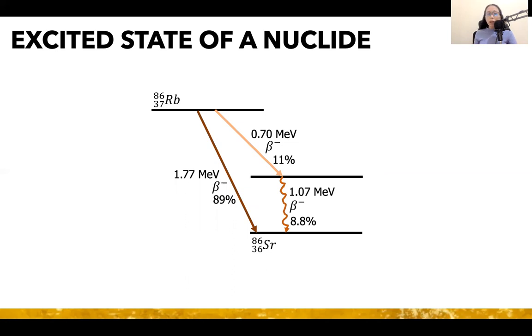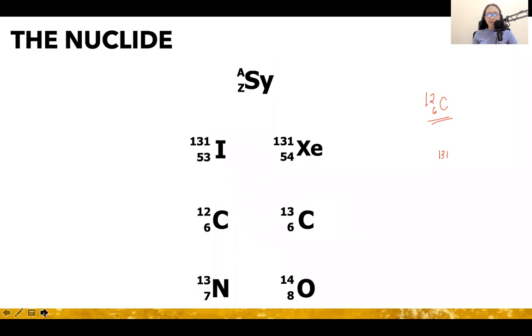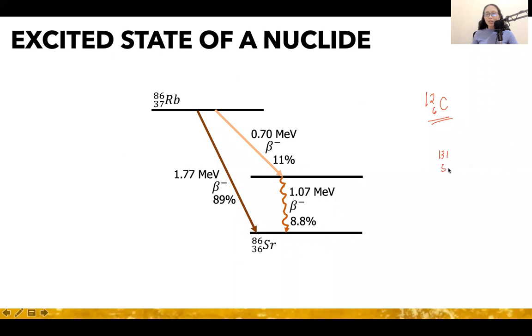A while ago, we saw this representation of carbon 12. So this is a nuclide of carbon 12. And we saw xenon 131. I forgot the atomic number. Let's go back to that slide. 54. This is a nuclide as well. And if this nuclide undergoes some radioactive process or some nuclear reaction, then we call it a radionuclide.